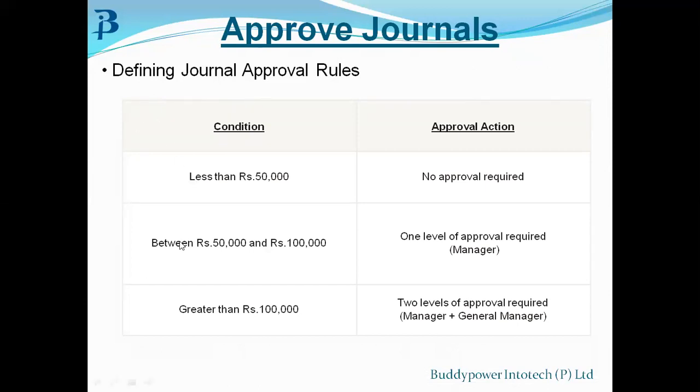Then there is another condition that's been put. If the purchase requisition is above rupees 15,000 but within rupees 1 lakh, there is one level of approval required, which is at your manager level. So that employee will forward the requisition to the manager for approval.